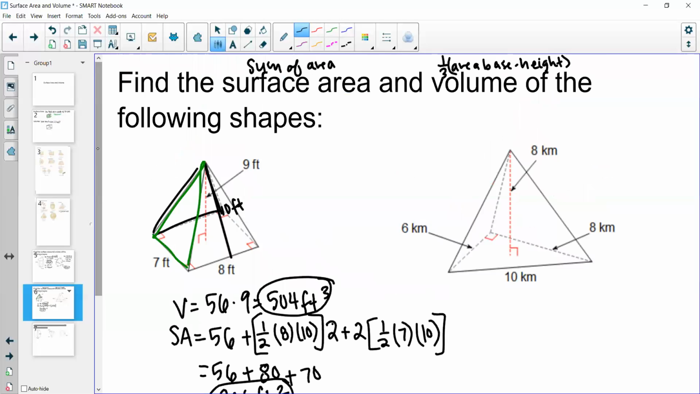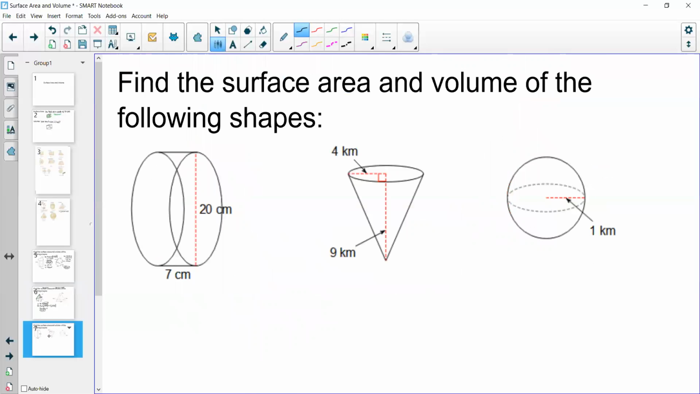I'm going to skip this other one because we know how to do that with a pyramid. Now let's take a look at these last 3 examples, one of a cylinder, one of a cone, and one of a sphere. So finding the surface area of a cylinder.